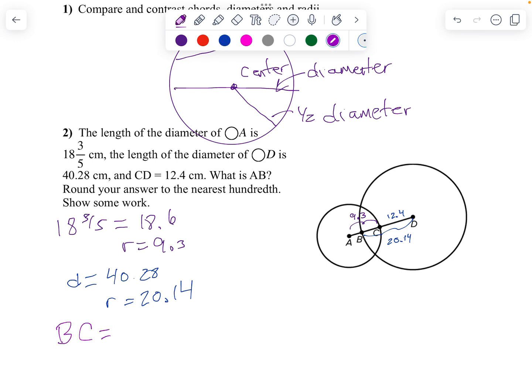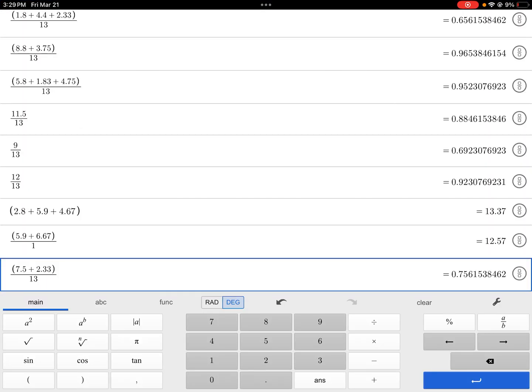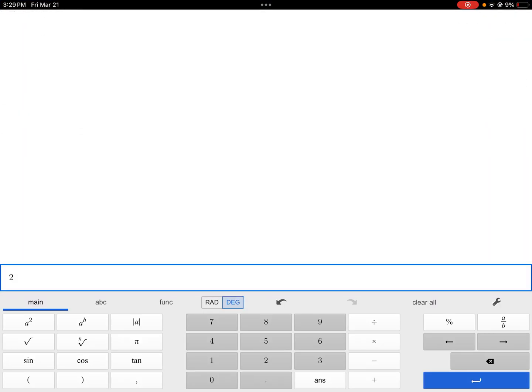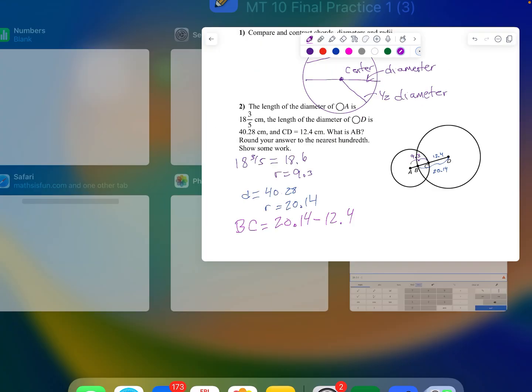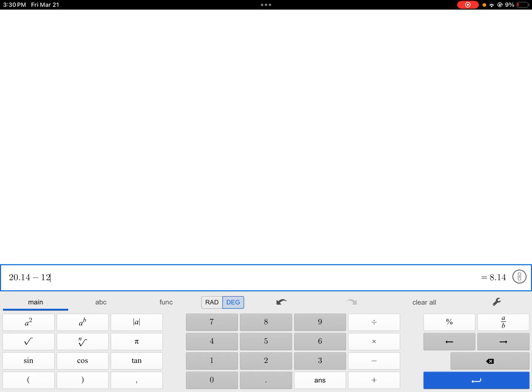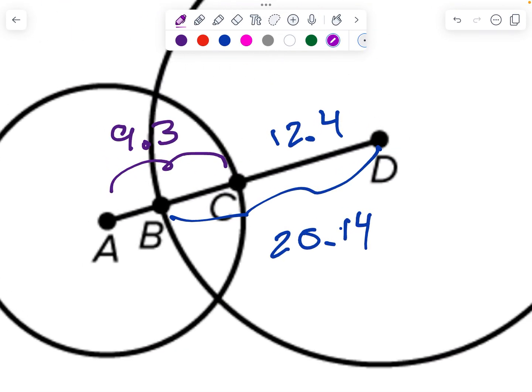So B to C is 20.14 minus 12.4. And here we go. Let's clear this out. So we say 20.14 minus 12.4. And we get that's 7.74. So B to C is 7.74.